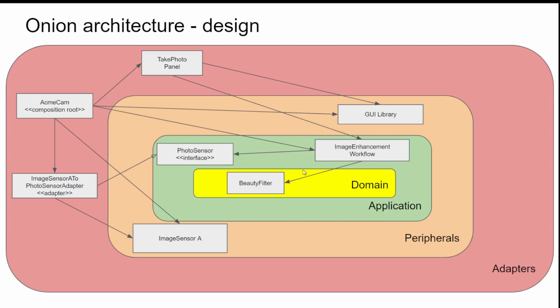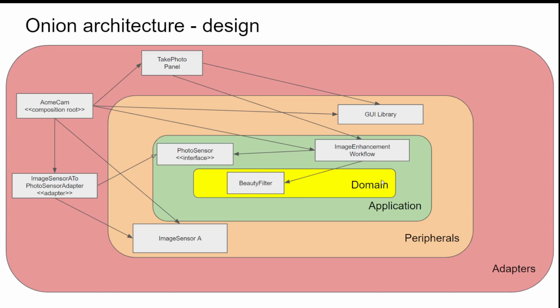So if we check this, then the center of our universe is the domain. And then in this domain, we have our real business logic. This is this beautification filter, and this is just pure algorithm. So it contains some primitives that we can use to build different kinds of beauty filters.